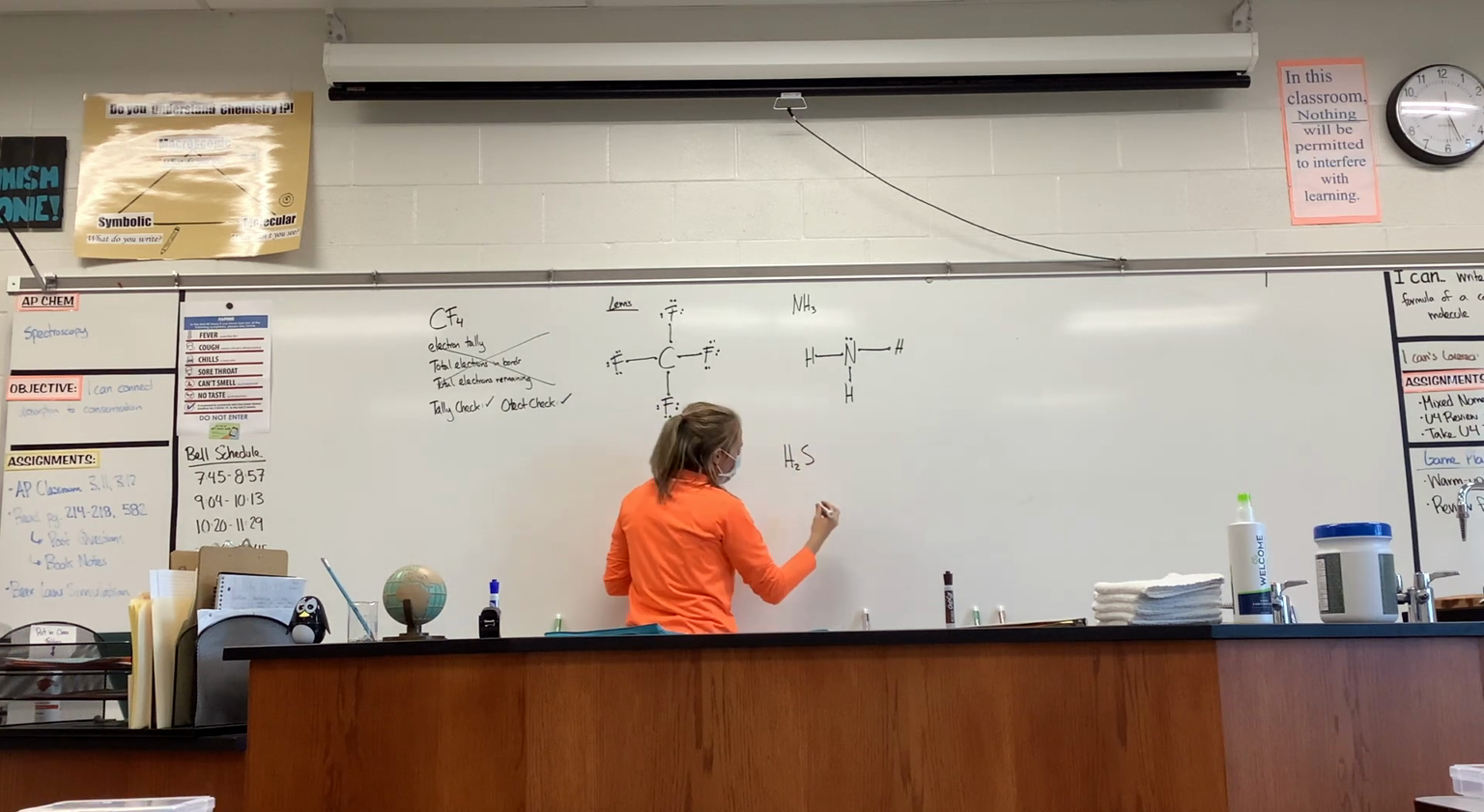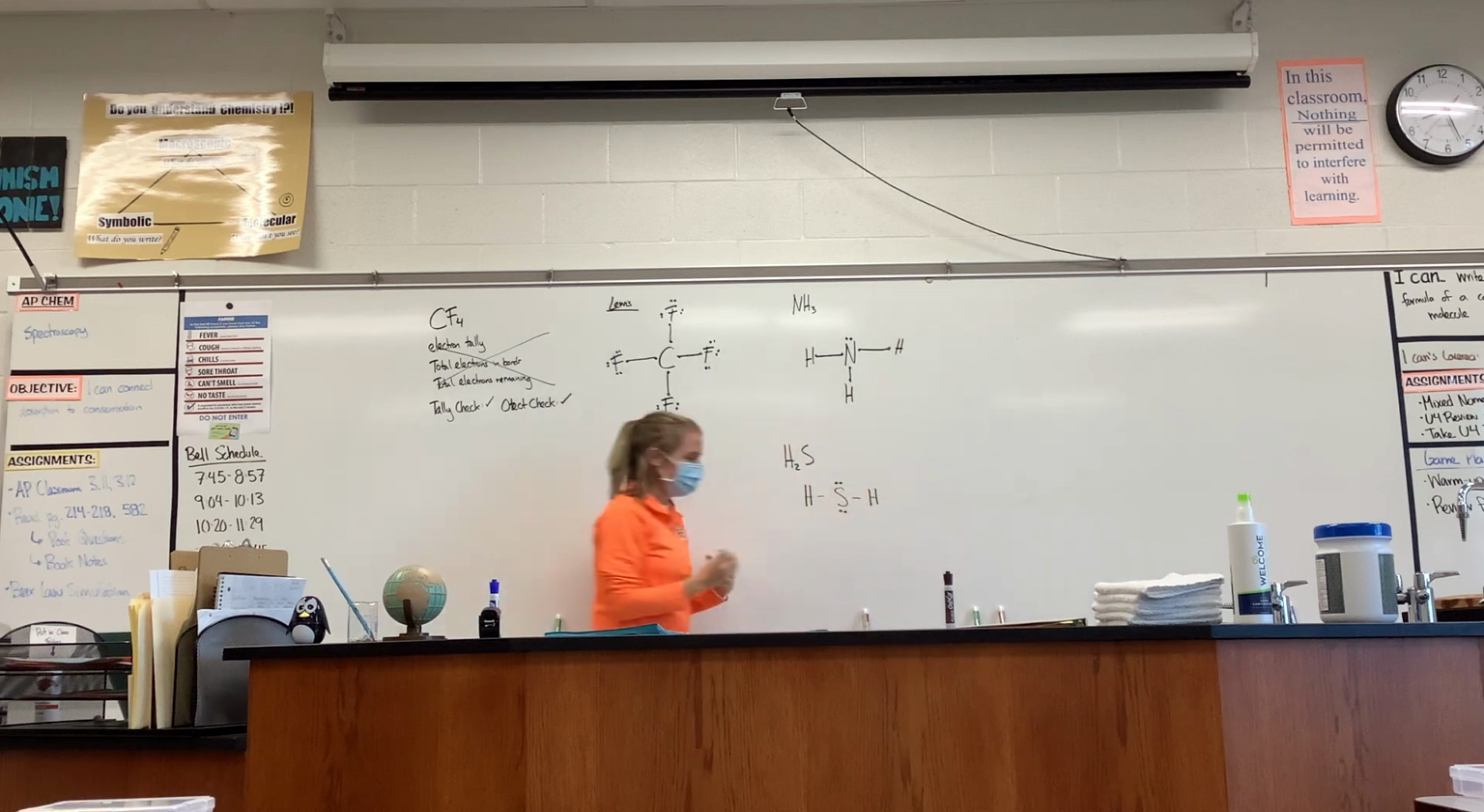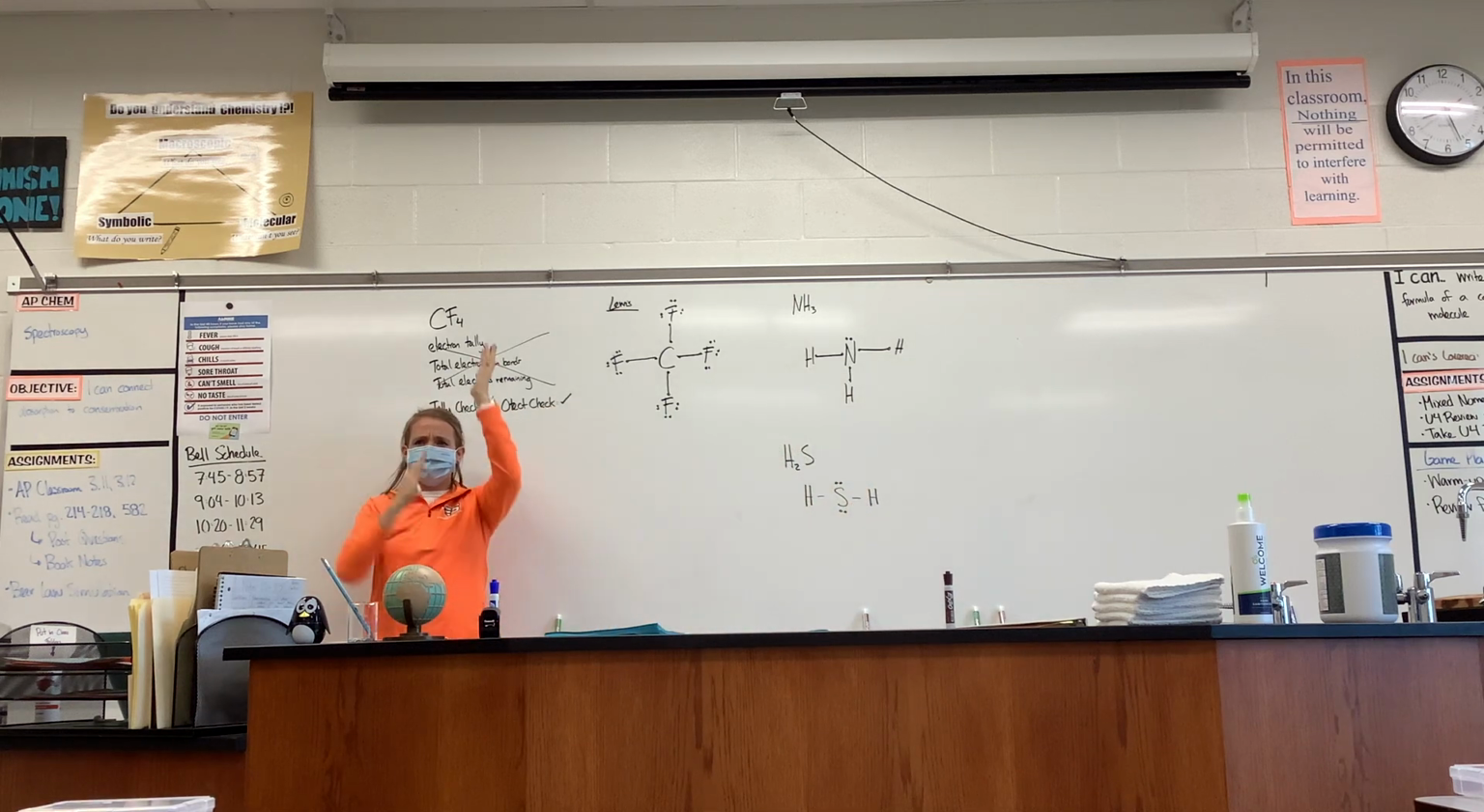Okay, your H2S picture should look like this. And once again, where you placed your H's doesn't matter, but you should have single bonds on both sides and then 2 sets of lone pairs on the middle. Questions?